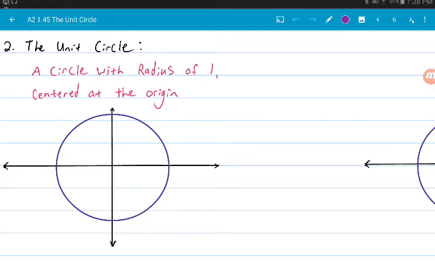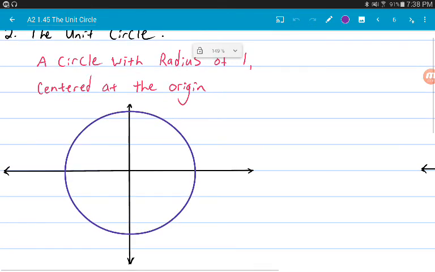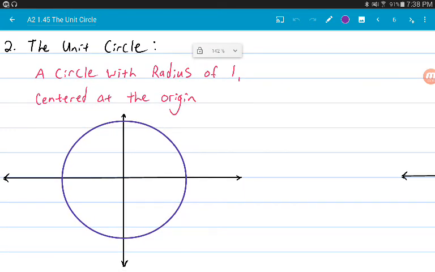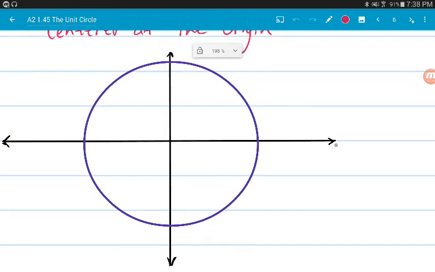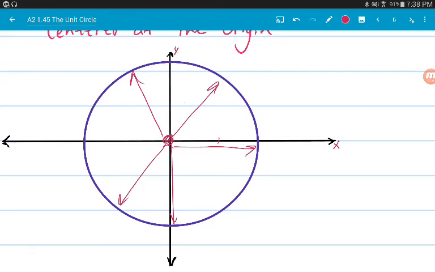Hey, so here's a review of what we learned in Lesson 45, which is the introduction to the unit circle. Now, the unit circle is a circle with a radius of 1 centered at the origin. What that means is that this is my x and my y axes. The circle has a radius of 1, so from the center point to any point on the outside edge, all of these distances are equal to 1, 1, 1, and 1.